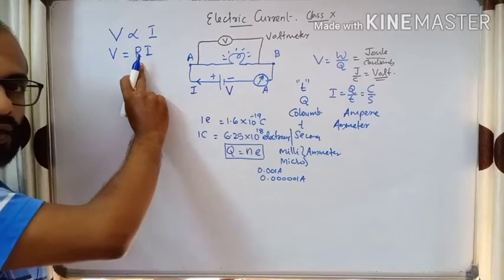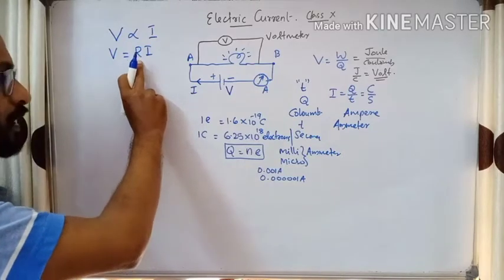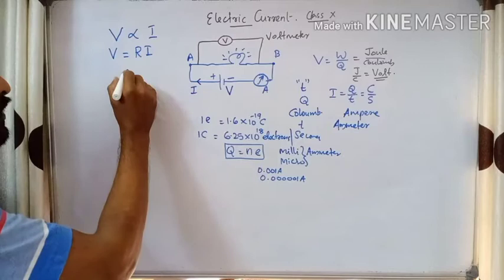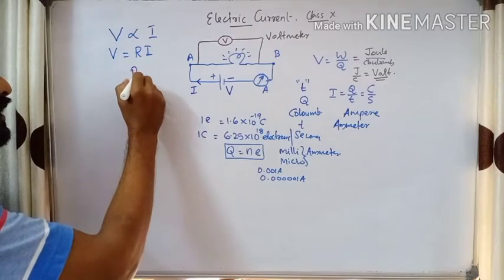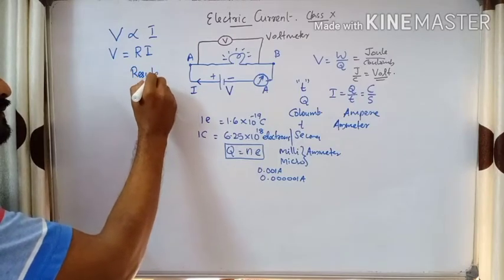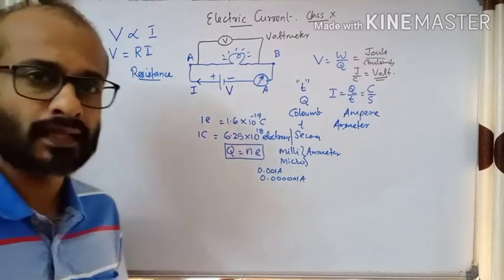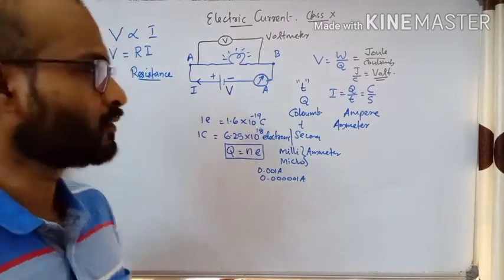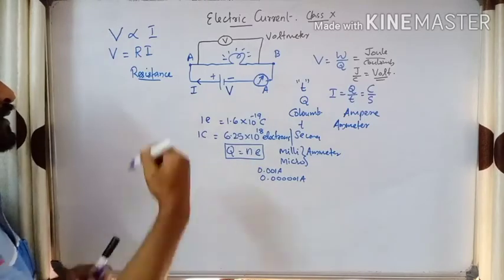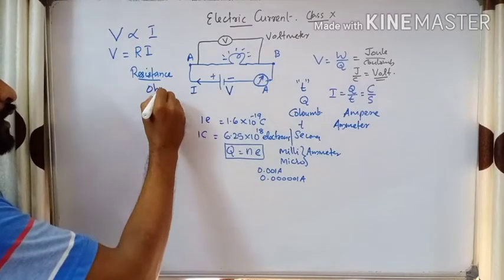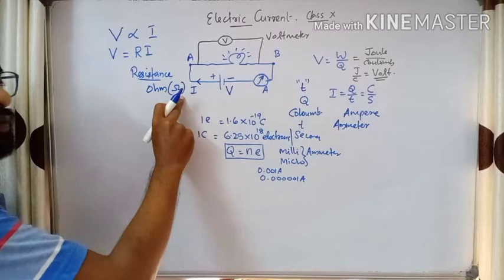This constant is called the resistance of the conductor. R is called a resistance. It is called electrical resistance. What is the resistance? It is the opposition provided by the conductor for the current flow. That is called resistance. It has a unit ohm. Ohm is a unit of resistance. We can use the symbol Ω.